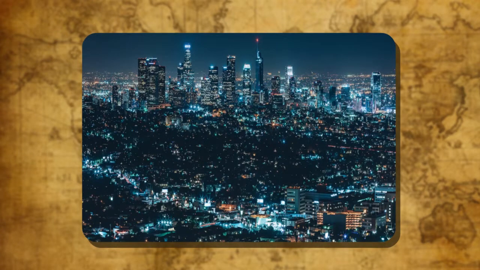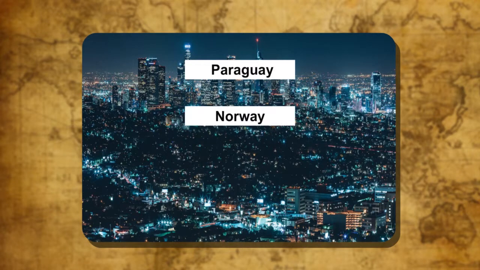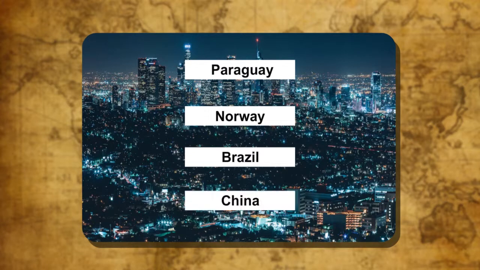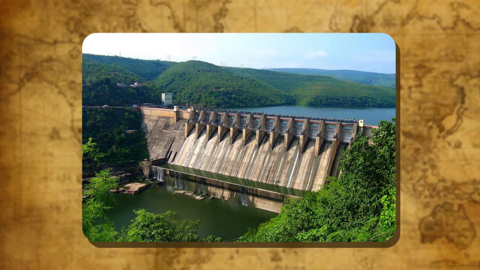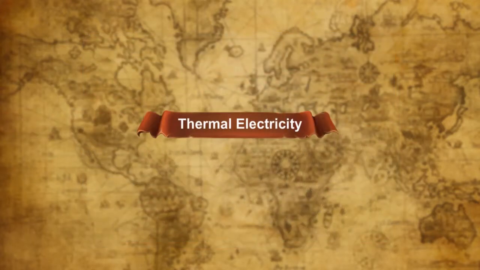One-fourth of the world's electricity is produced by hydel power. The leading producers of hydel power in the world are Paraguay, Norway, Brazil, and China. Bhakra Nangal, Gandhi Sagar, Nagarjuna Sagar, and Damodar Valley projects are some important hydropower producing stations in India.